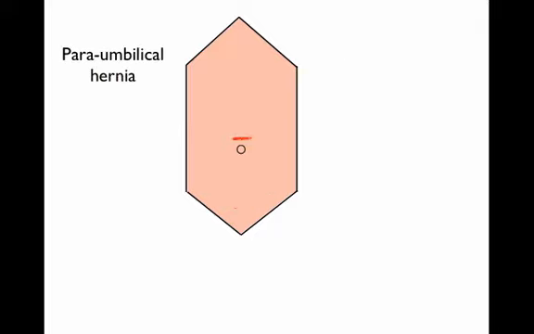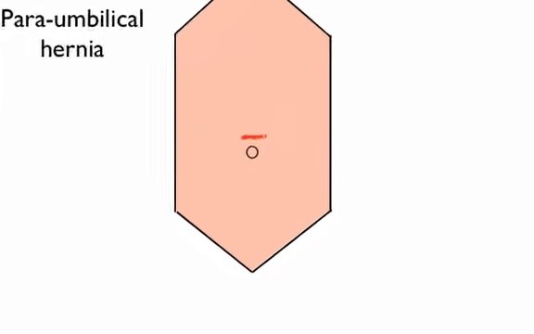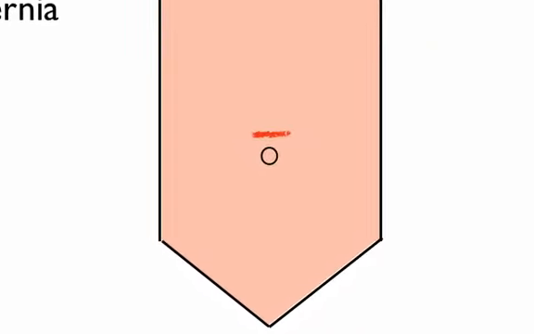The next one we'll talk about is the paraumbilical hernia repair incision. Paraumbilical hernias are often supraumbilical, and the repair is a transverse incision just a few centimetres above the umbilicus.